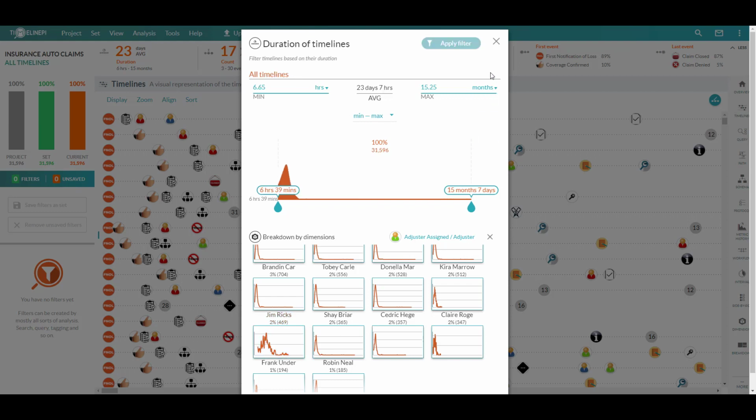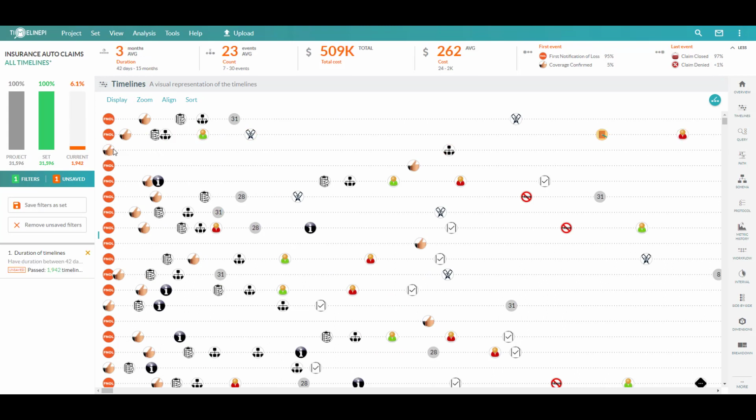But let's stop picking on Jim. We'll go back, set our 42-day threshold. If I just want to look at those claims taking longer than I expect, I can apply this time threshold as a filter. And now I'm simply working with those claims that have taken longer than 42 days, or 6.1% of my overall population.